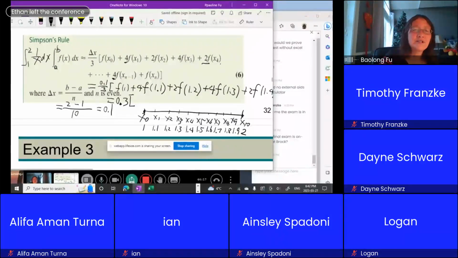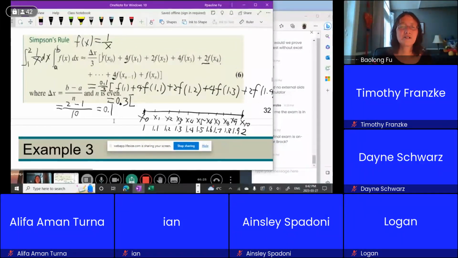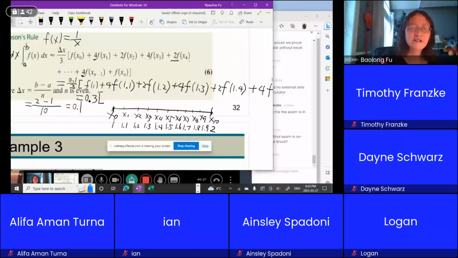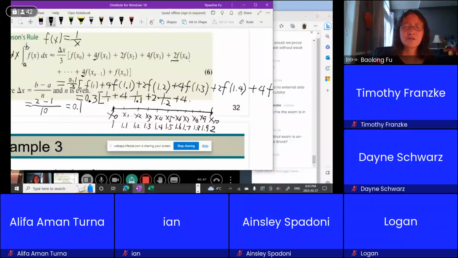f1, remember what is fx? Fx is 1 over x. So f1 is just 1 over 1, plus 4 times f1.1, 1 over 1.1, plus 2 times 1 over 1.2, plus 4 times 1 over 1.3, plus 2.